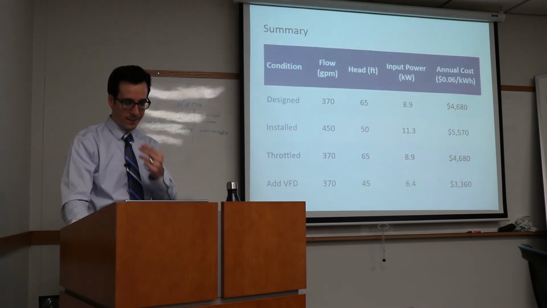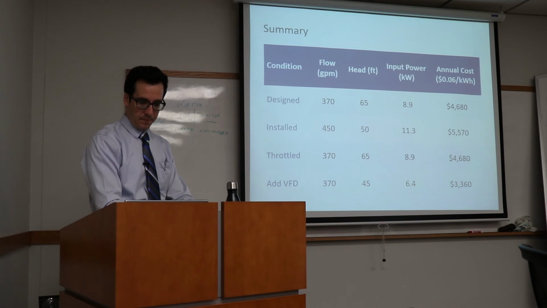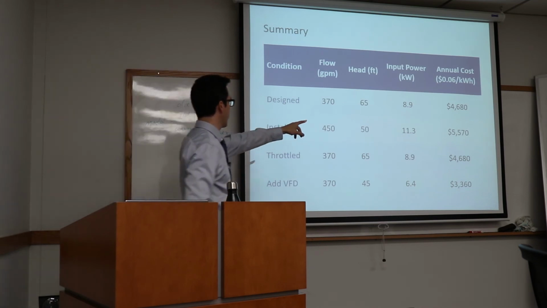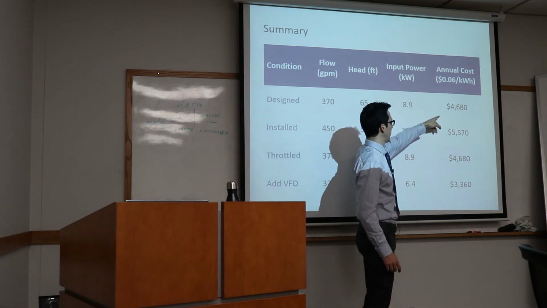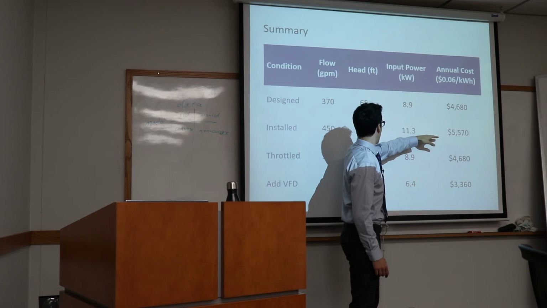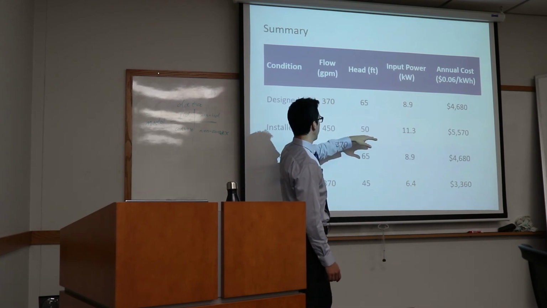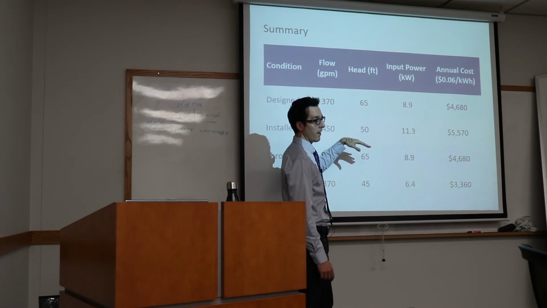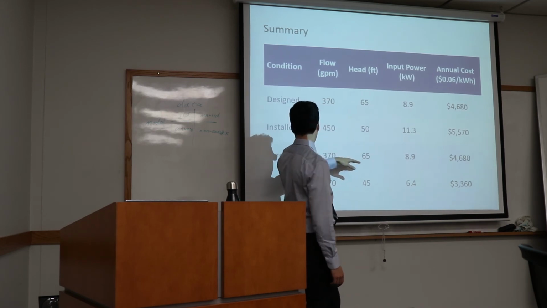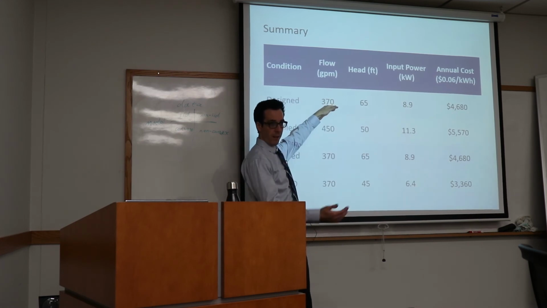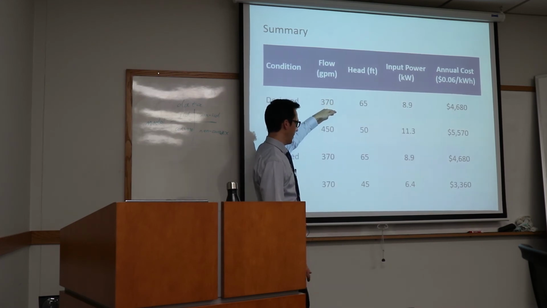So that's what these last couple slides are. And you can see how much the cost difference is. So we had 8.9 kilowatts as designed. We figured 4680 per year. Installed, it cost a lot more because we were having such low efficiency. Efficiency is not shown here, but with 50 feet, we had a lot lower efficiency. And then when it's throttled, it's exactly the same as it was when we designed it. We're bringing it back up to that point by adding friction.